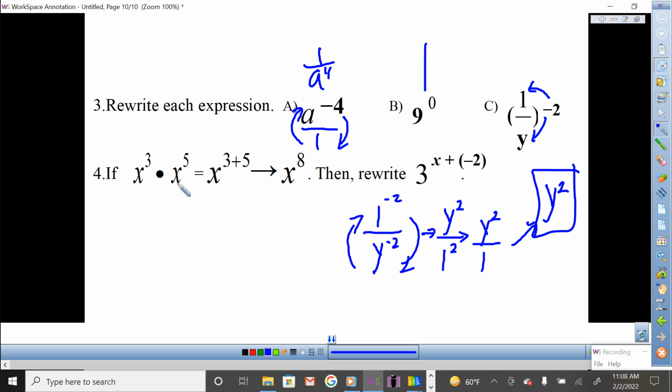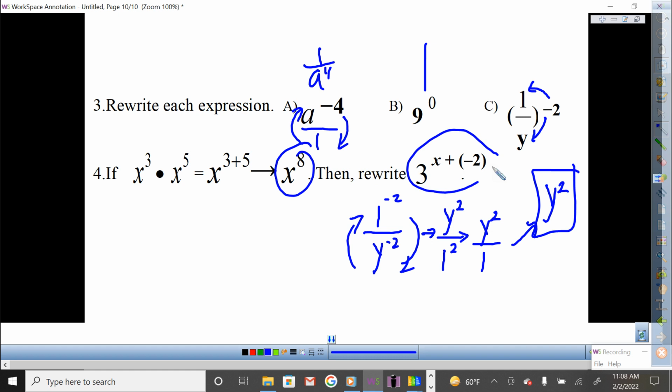All right. So, with that said, if x to the third times x to the fifth gives us x to the eighth, but the step before that shows the process, which is x to the exponent of 3 plus 5. This is showing us the process. 3 to the x plus negative 2. What does it look like right before we got to that step? Tell your neighbor, what does it look like right there?